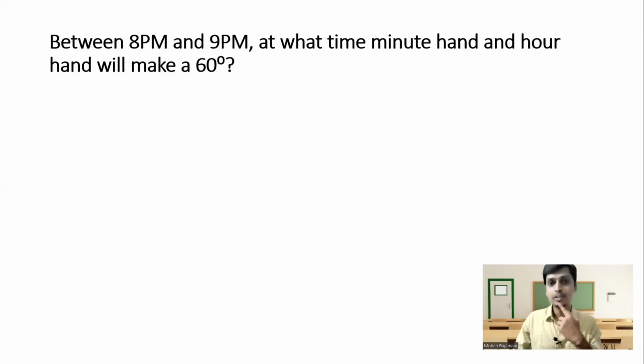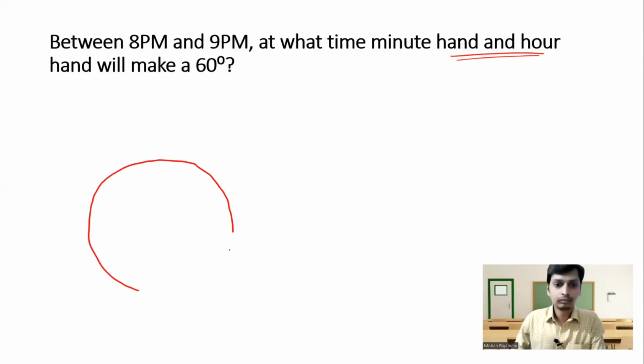Okay, now how can we solve this problem easily? See, between 8 p.m. and 9 p.m. at what time hour hand and minute hand will make a 60 degree? Okay. Now, I'm wasting much time, right, by drawing this picture. Meanwhile, we can discuss some facts related to clocks. So in clocks, you have 3 needles, but you have to consider only 2 needles. So first one is the minute hand, that is the bigger one. And second one is the hour needle, the smaller one, right?